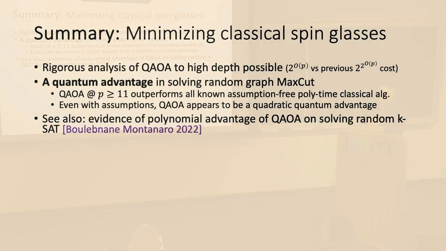I would also like to point you to a different recent paper by Sami Boulebnane and Ashley Montanaro, where they also show evidence of a polynomial advantage of QAOA on solving random k-SAT.